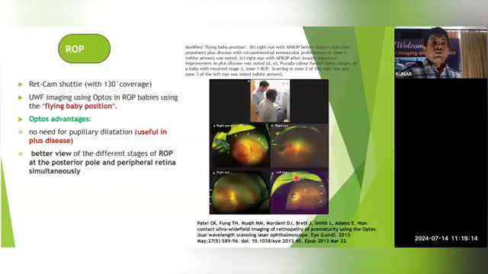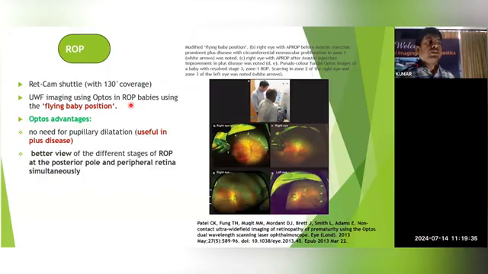So in ROP, as I was telling, RETCAM is the conventional thing which has been used for a long time. It gives up to 130-degree coverage, but again, it's a contact procedure and also requires a lot of skill to do. Even the technicians who are doing it need to go through a training procedure, because holding the probe and taking a correct image is slightly difficult.